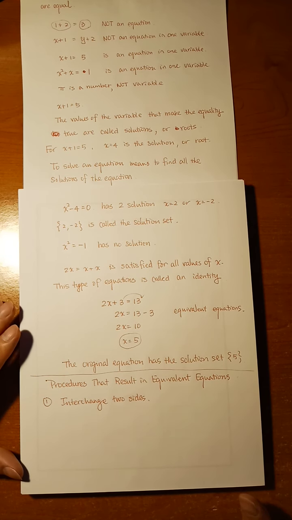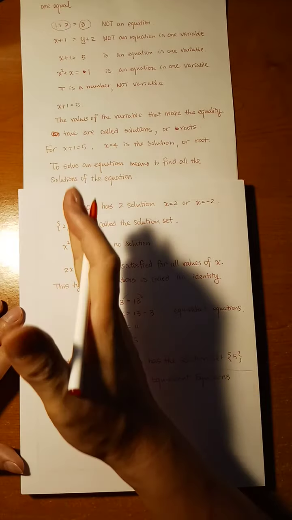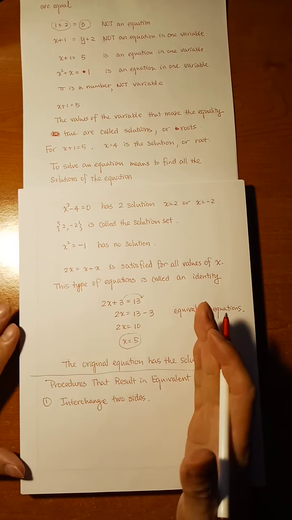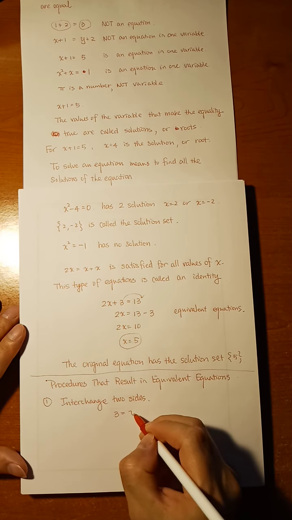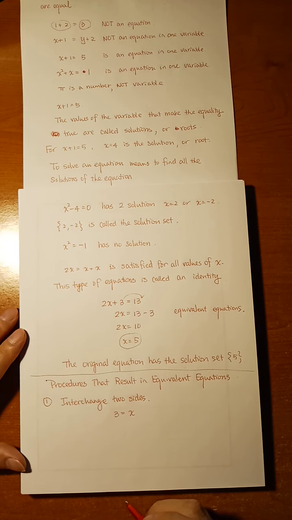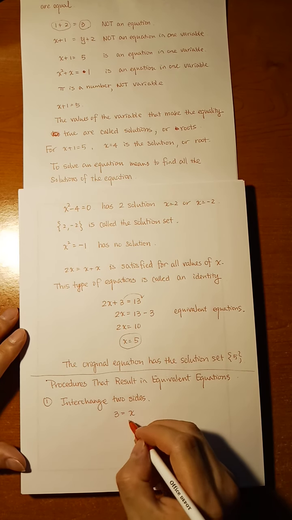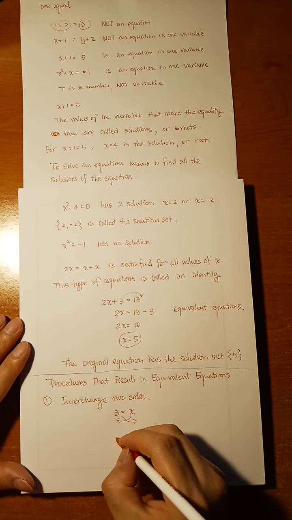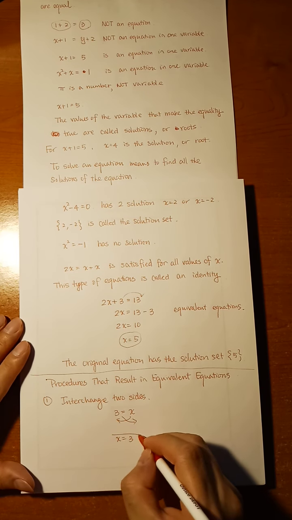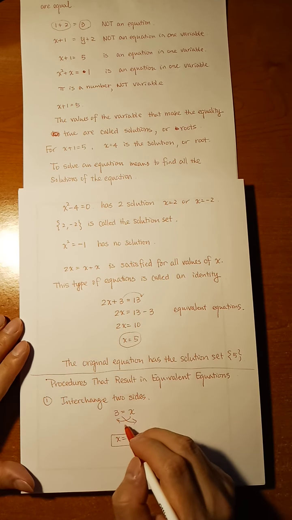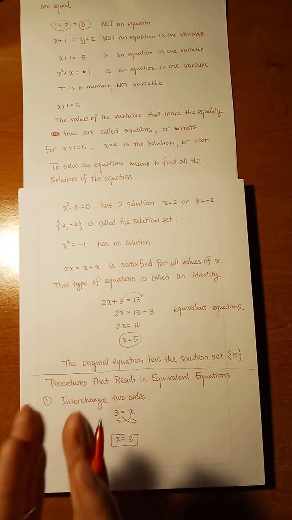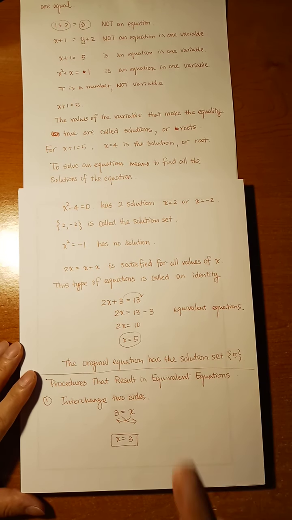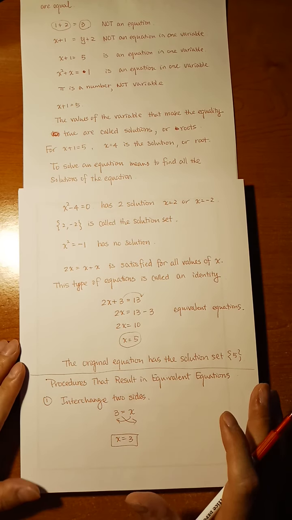Because we prefer to leave the variable on the left-hand side. If your original variable is not on the left-hand side, you can exchange it. For example, your original equation is 3 equals x. We exchange x and 3, and we will get x equal to 3. And this will give you the solution. Even though this is the same thing, we prefer to leave the variable on the left-hand side. Okay? So that's an exchange. It's not a move.